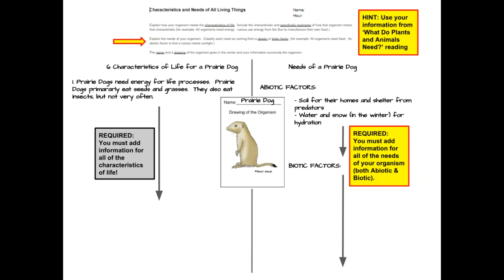Living things need food, water, shelter, all of those things, and that's going to go on this side. So once again, you're required to add information for all of the needs of your organism, both abiotic and biotic.